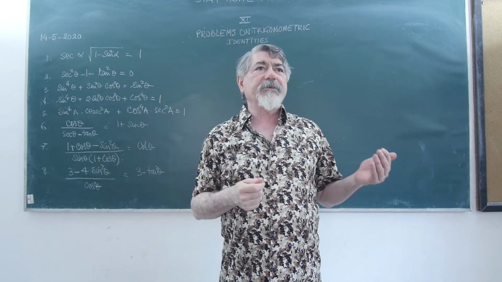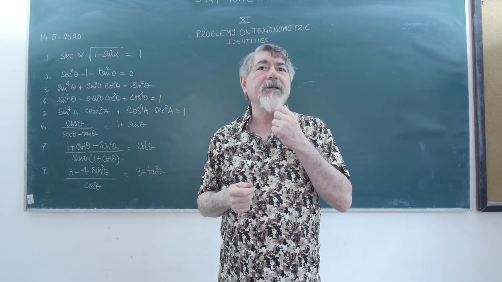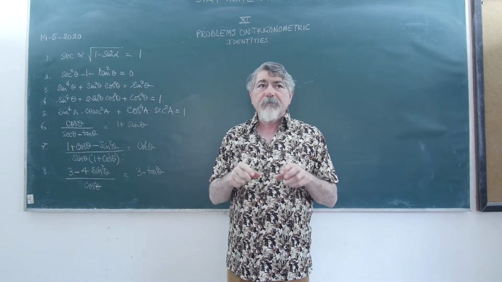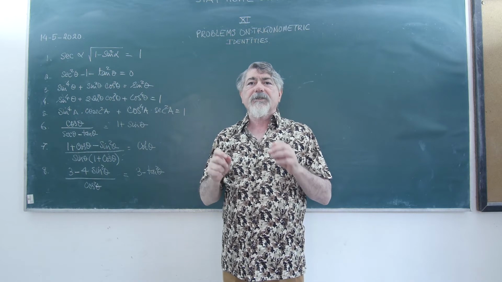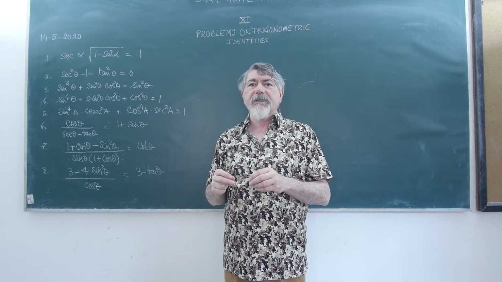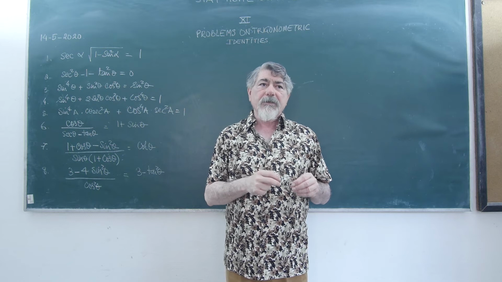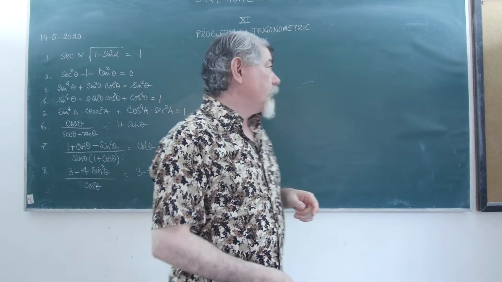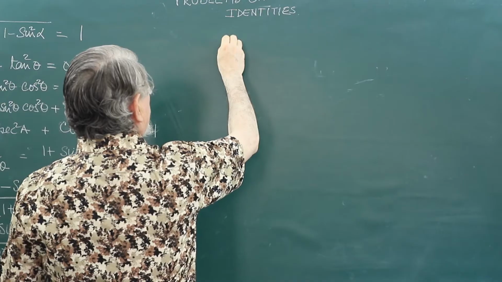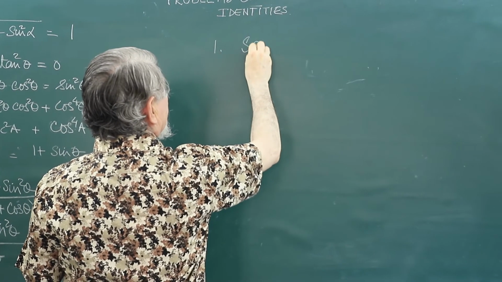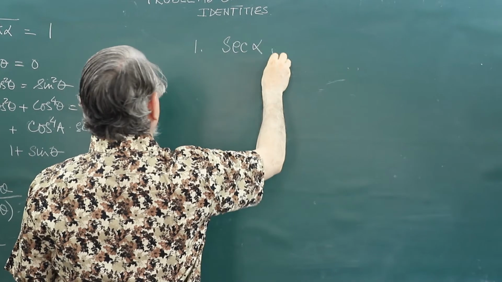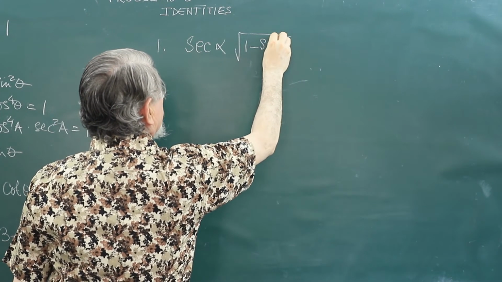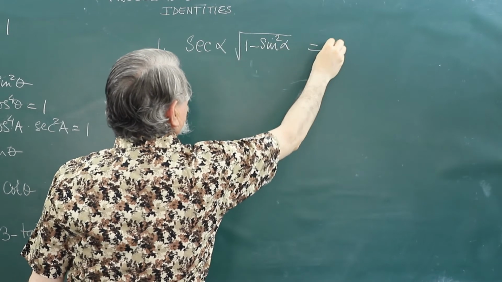Left hand side will be given equal to right hand side. It must have been told to you that we pick up the more complicated side, start from the more complicated side and come to the simplified form. Like in the first question, if you look, I have sec alpha under root 1 minus sine square alpha is equal to 1.